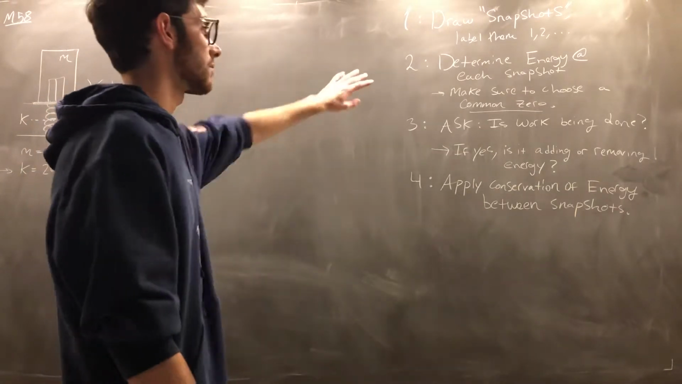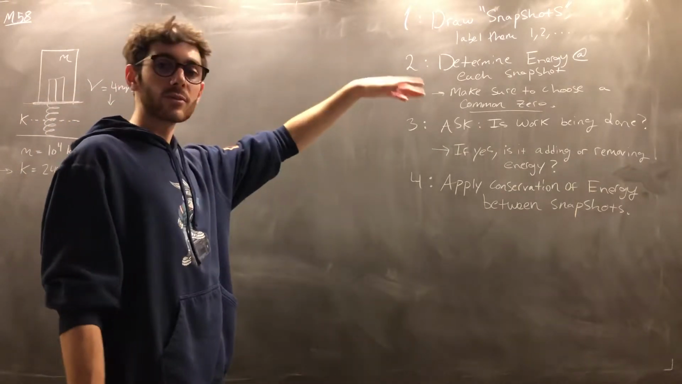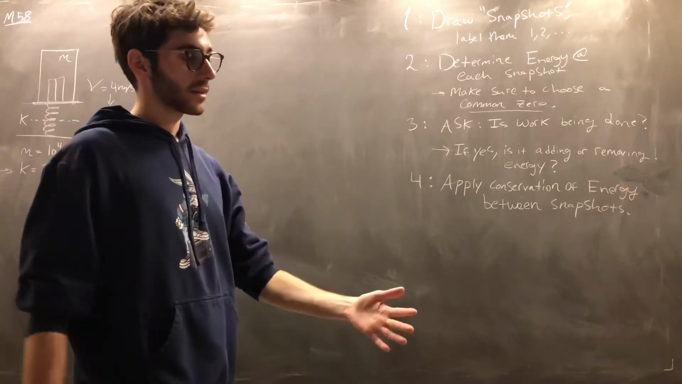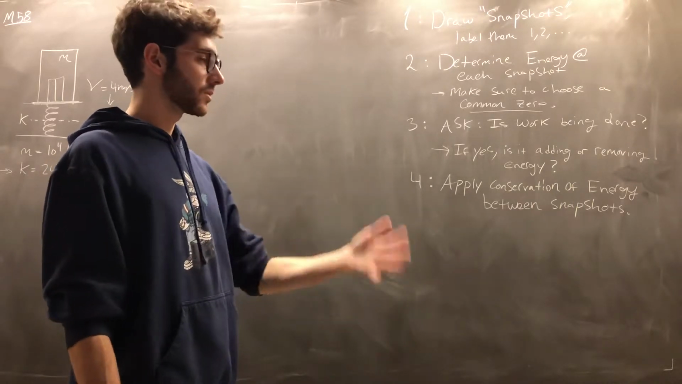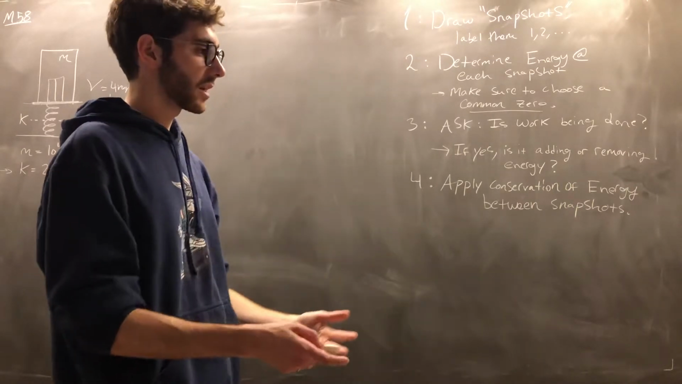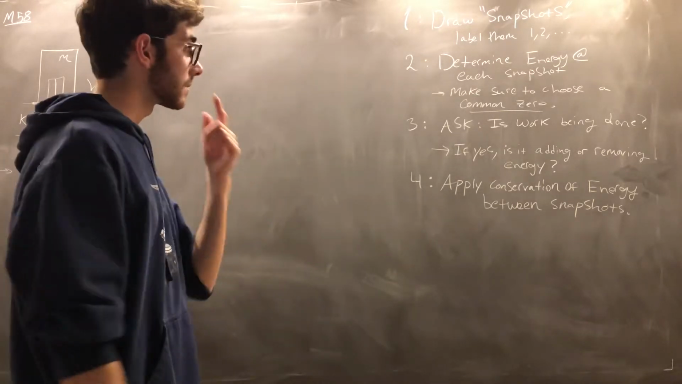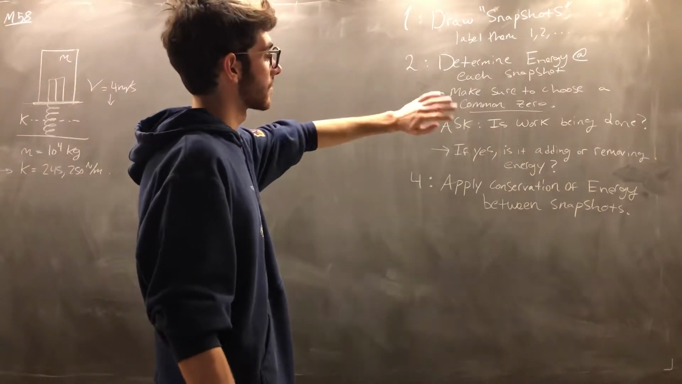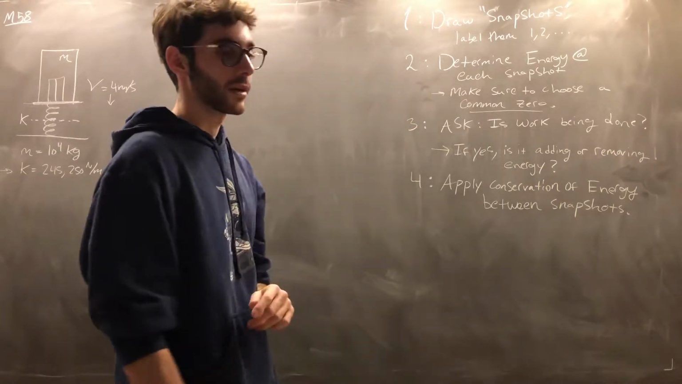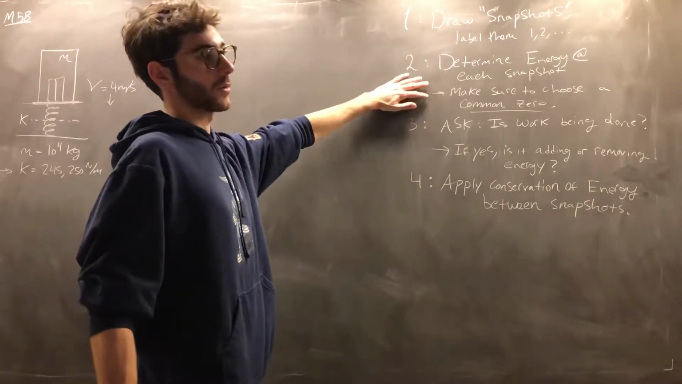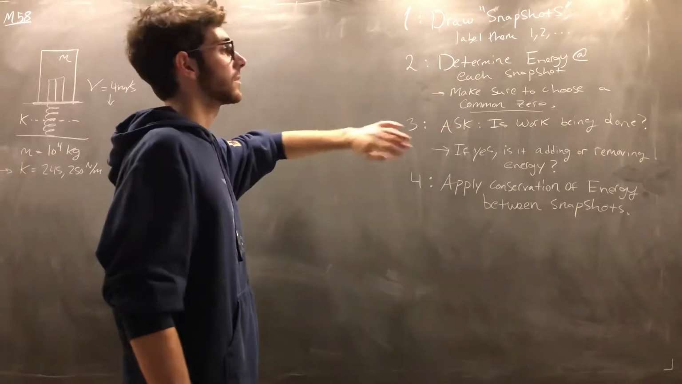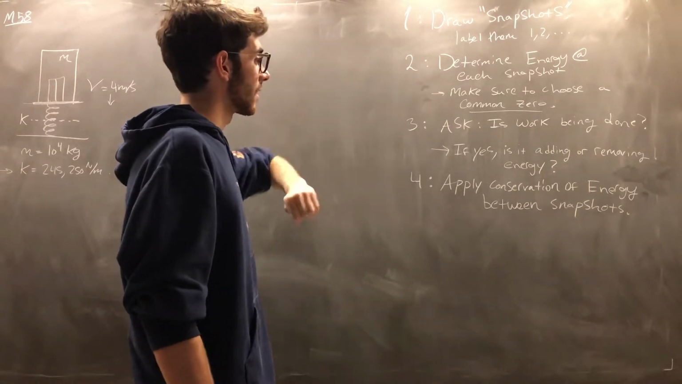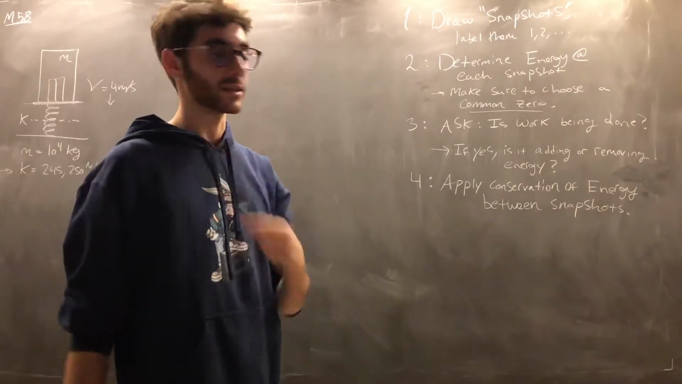Then at each snapshot we're going to determine what the energy is. Maybe there'll be a kinetic term and a potential term, and we'll sum them together to get our total energy at that moment. I have a caveat here that we should make sure to choose a common zero. This comes into play when we're talking about gravitational potential energy. We'll talk more about that in a bit when we see it applied to this problem.